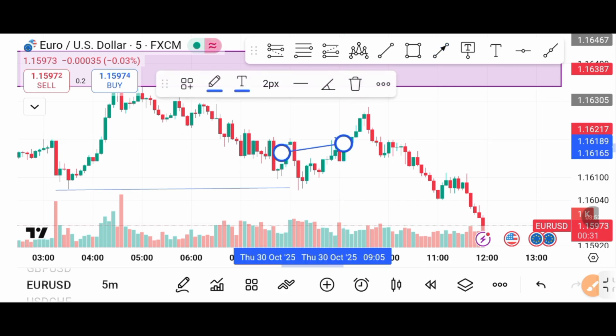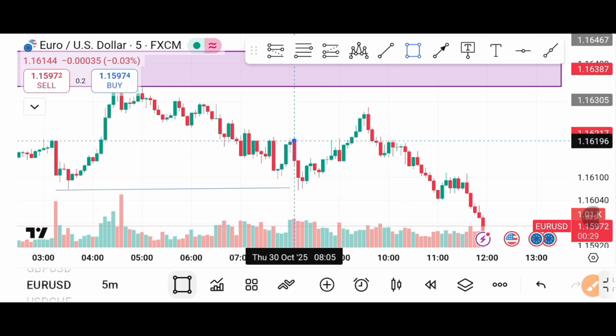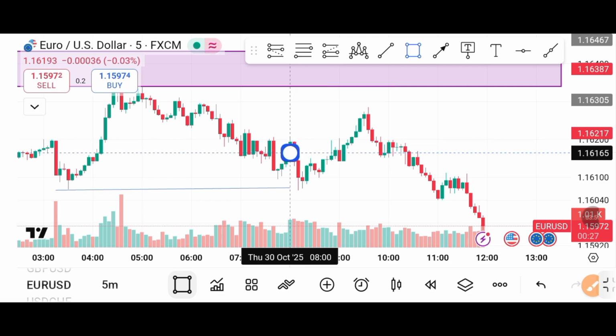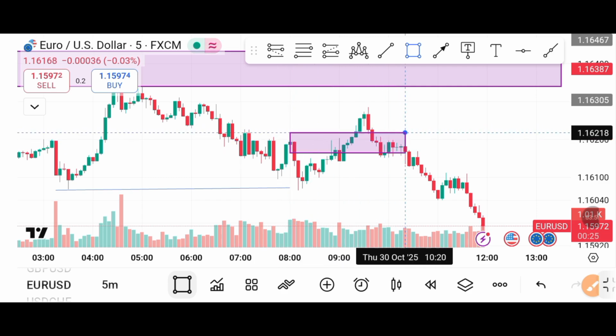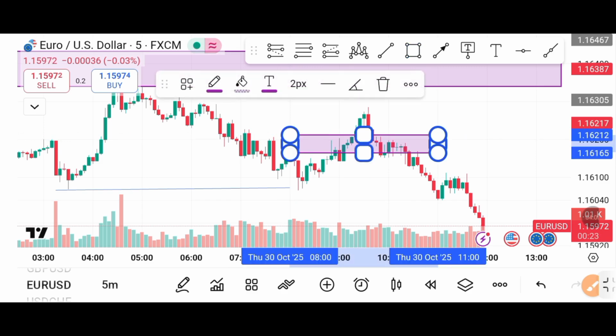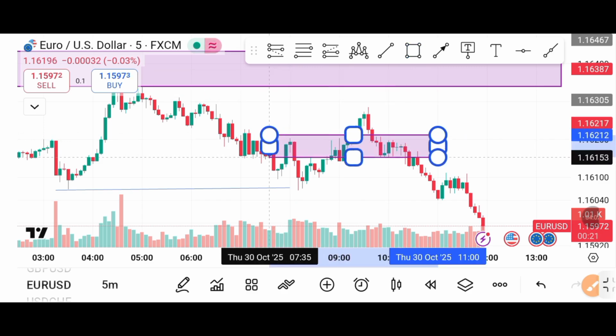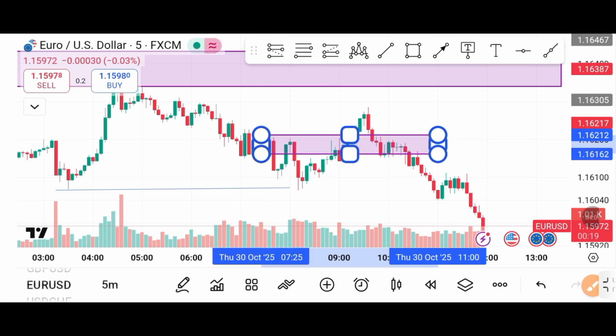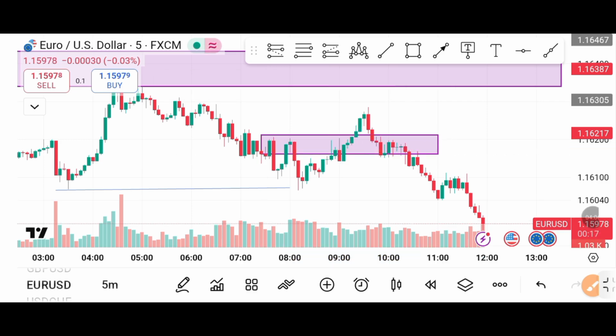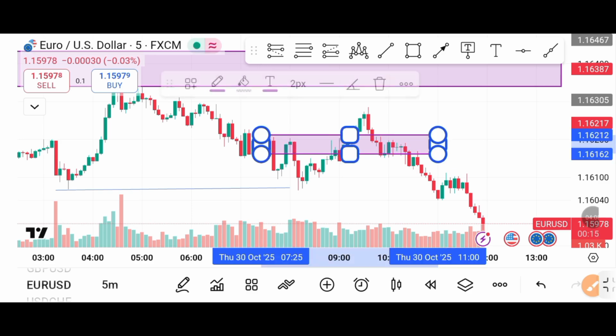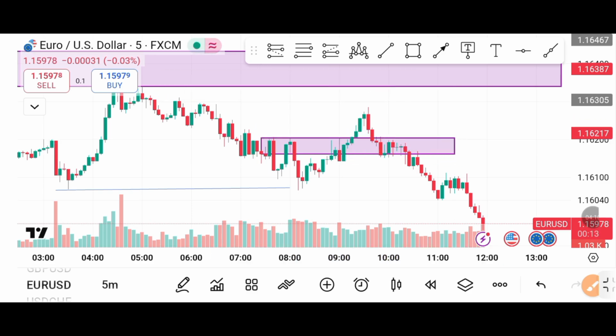Sorry guys, the order block was resting here actually. Okay, it was resting here. And what happened? Price actually tapped into the order block and it kind of pushed further to the upside.